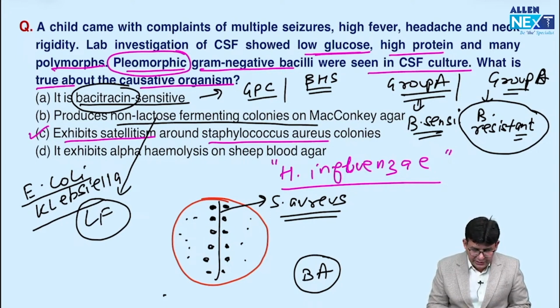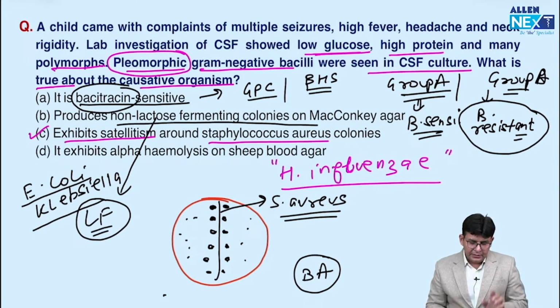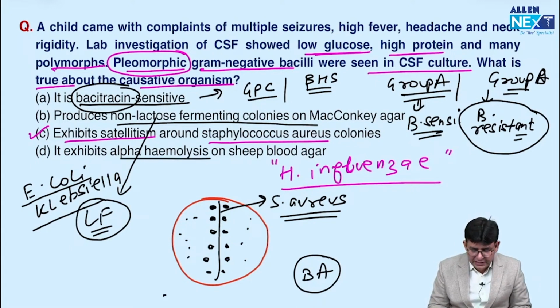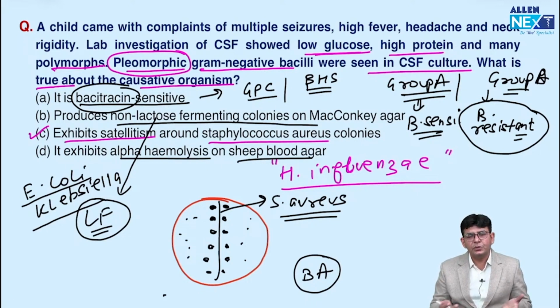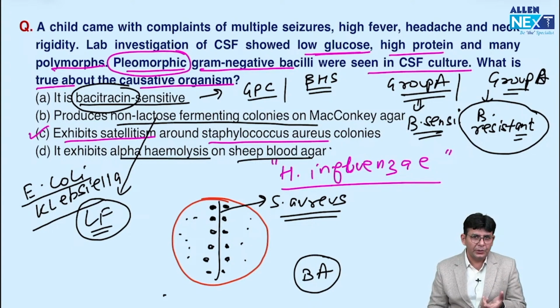So this also needs to be inculcated, that if it is asked in the form of lactose fermenters and non-lactose fermenters, then you have to think of these fellows regarding the meningitis, E. coli and Klebsiella. Now, talking about alpha hemolysis on sheep blood agar. If we talk about alpha hemolysis, then obviously it is not going towards staph and all, because alpha hemolytic strepto is there, and you know that is streptococcus pneumoniae.